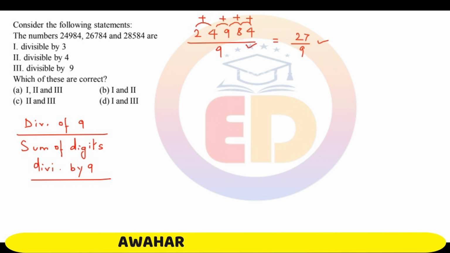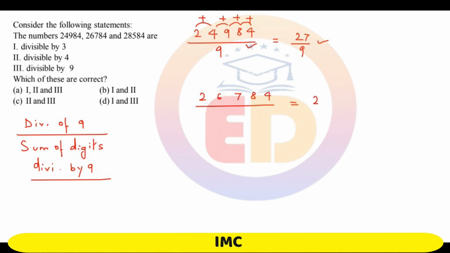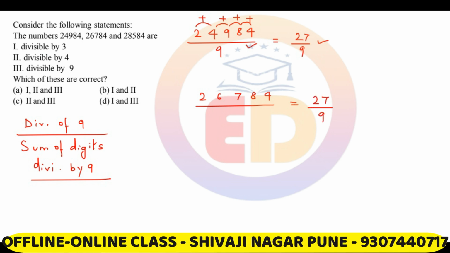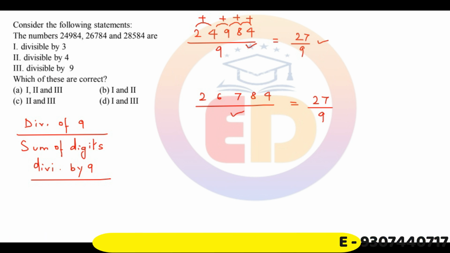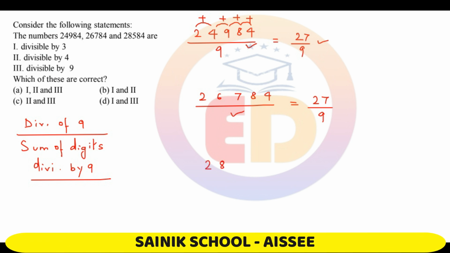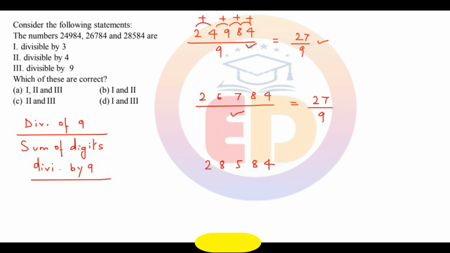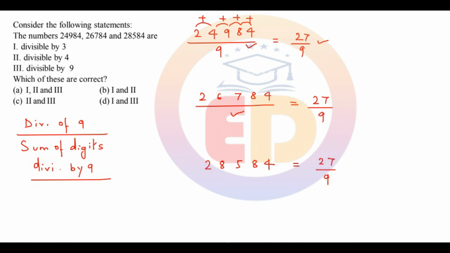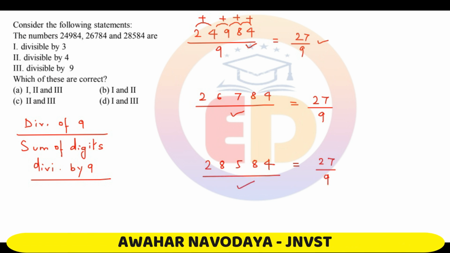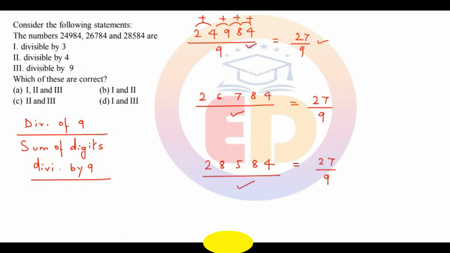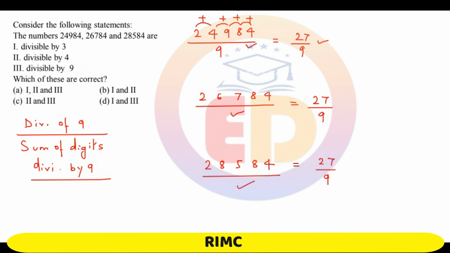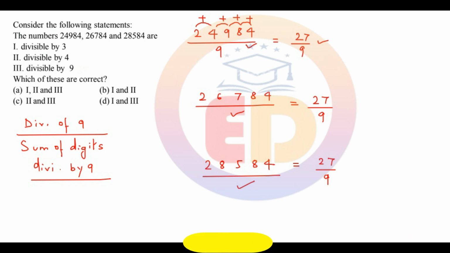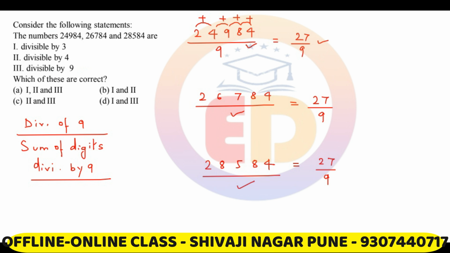Similarly, previously also we have checked that the sum of the digits of the second number 26,784 was coming 27, which is divisible by 9. So this number is also divisible by 9. And the third number 28,584, the sum of the digits was coming 27, which is divisible by 9. So this number is also divisible by 9. So my third sentence is also correct. So I can see that all 1, 2 and 3, all the options are correct.